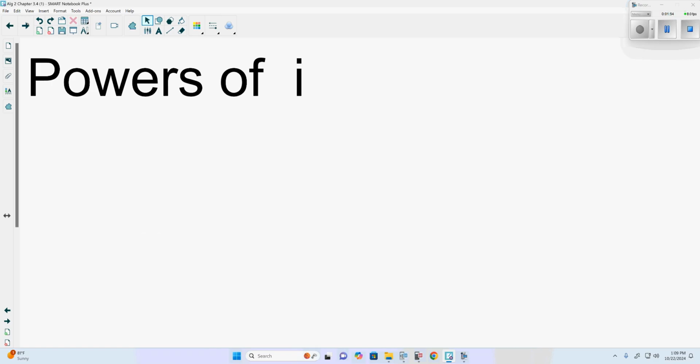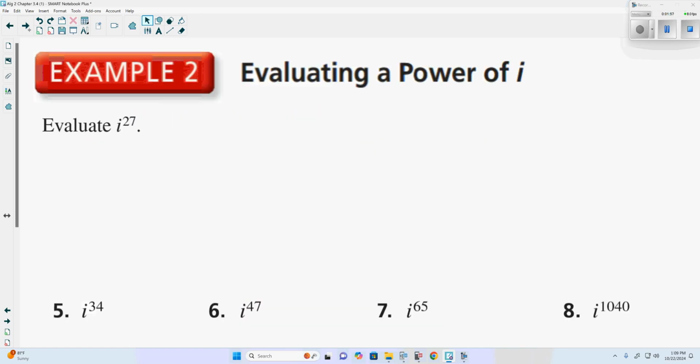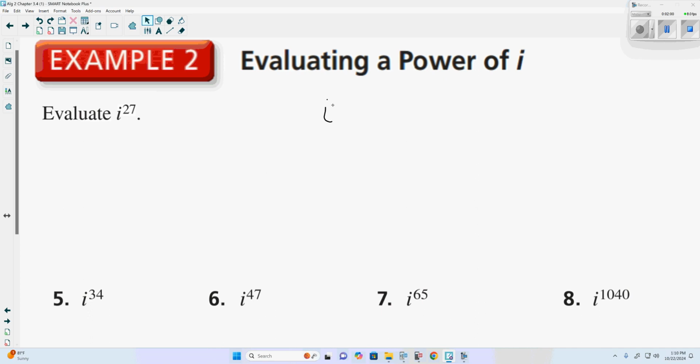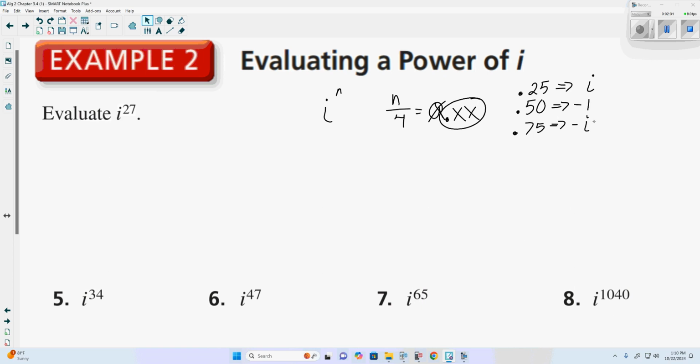What we also went through was our powers of i. And we figured out when evaluating powers of i to the n, we take that n, whatever the power is, and divide it by 4. And we'll get a number with decimals, or at least one. We're not so much worried about the whole number, we're focused on the decimal. Because if the decimal is 0.25, it's going to reduce to i. If the decimal is 0.50 or 0.5, it's going to reduce to -1. If the decimal is 0.75, -i, and 0.00, 1.